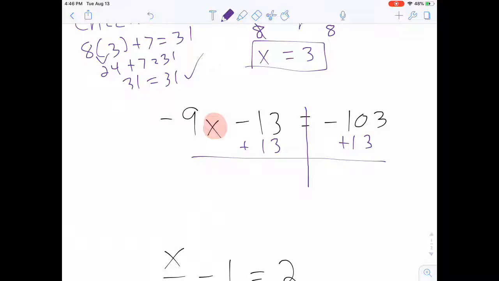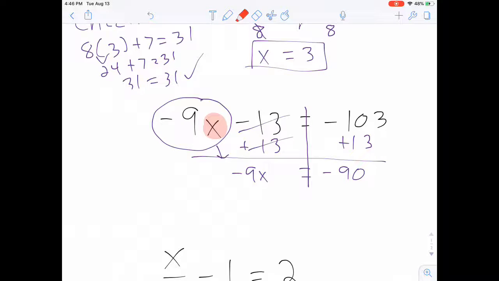Bring down whatever is untouched. A lot of students forget that it's negative 9x here. Negative 13 plus 13 cancels out, it equals 0. And negative 103 plus 13 is negative 90.